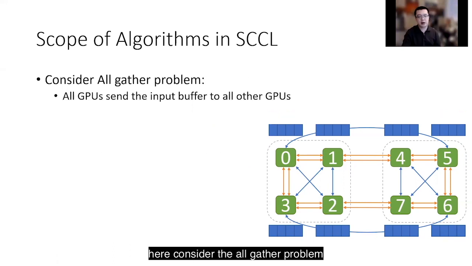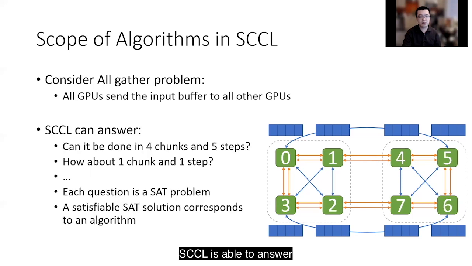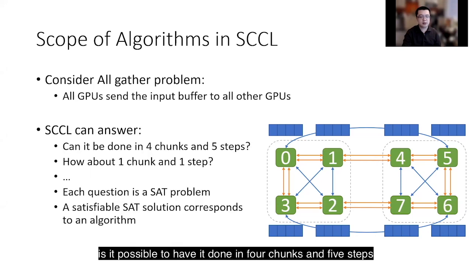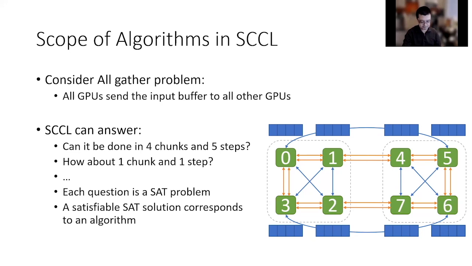Here, consider the AllGather problem. All GPUs send the input buffer to all other GPUs. SCCL is able to answer: it is possible to have it done in 4 chunks and 5 steps. And how about 1 chunk and 1 step? Here, each question is a subproblem, and a satisfiable solution corresponds to an algorithm.